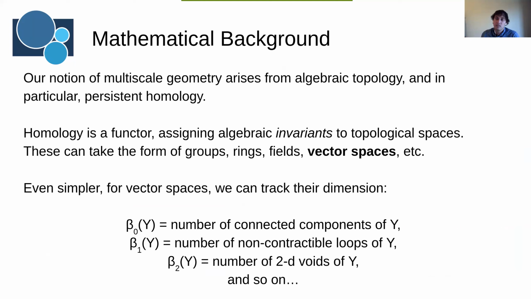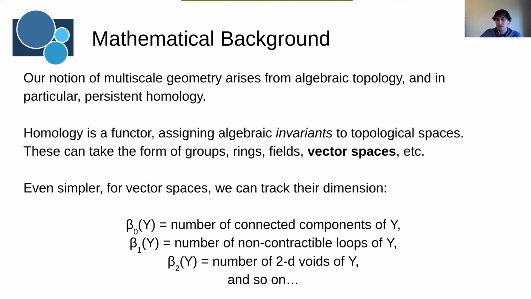When I say multiscale geometry, what I'm really thinking about is what's known as persistent homology. I'm going to use persistent homology to detect and quantify multiscale geometry. So what is homology? Before we put that word persistent on it, homology is a functor, which means it takes in something topological and it spits out something algebraic. For us, the algebraic things it spits out will only be vector spaces.